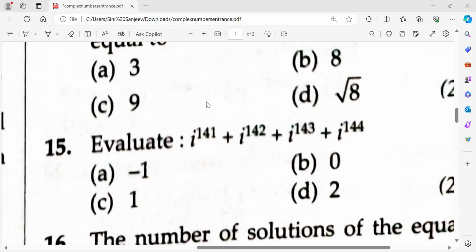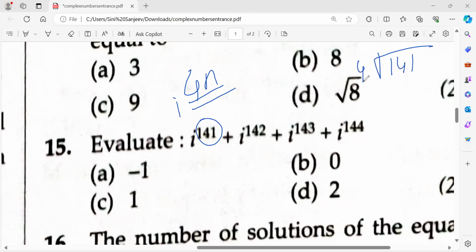So guys, suppose you are having doubt in this, i power 4n, make it to that format. For example, if it is 141, 4 2s are 8, 4 3s are 12, balance is 1, 4 5s are 20, remainder 1. So it is basically 4n plus 1, i power 4n plus 1.